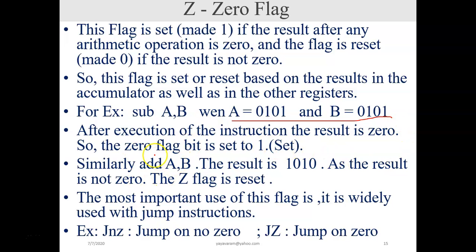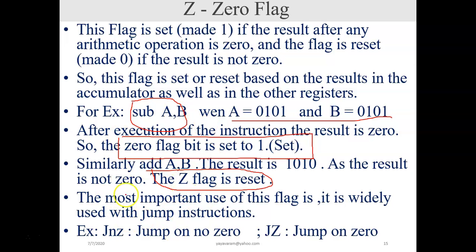Suppose I perform an addition operation. When I perform addition on these, the result will not be 0. Therefore, the Z flag is not set, rather it is reset. Suppose I perform a subtraction operation. Here you can see subtract A comma B. As both are equal, the result is 0. So once the result is 0, the zero flag will be set to 1, which indicates that the result of this arithmetic operation is 0.